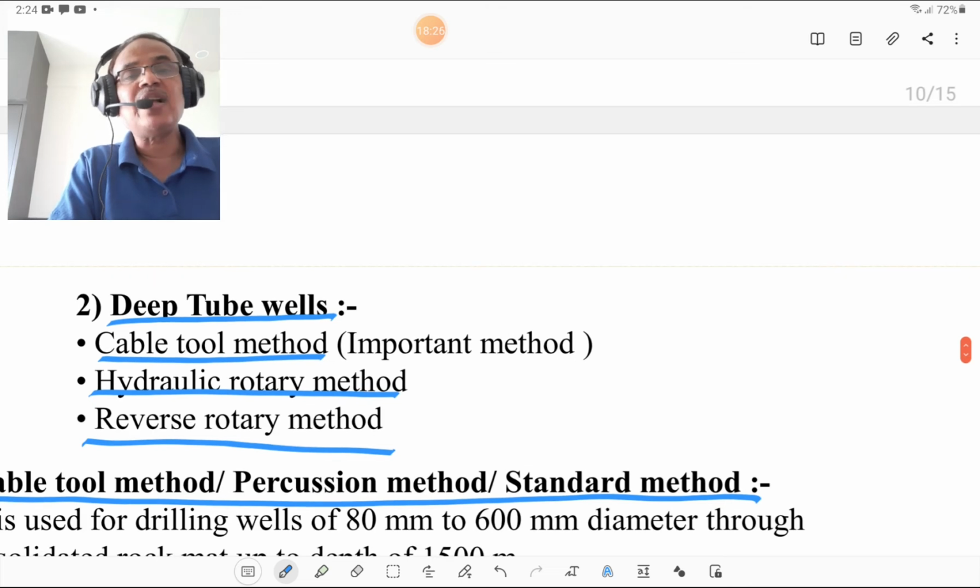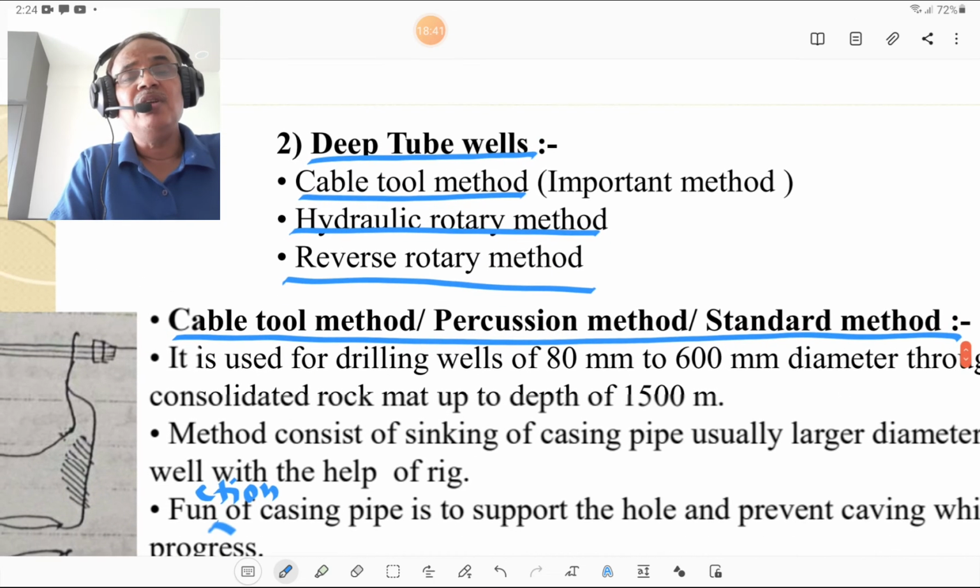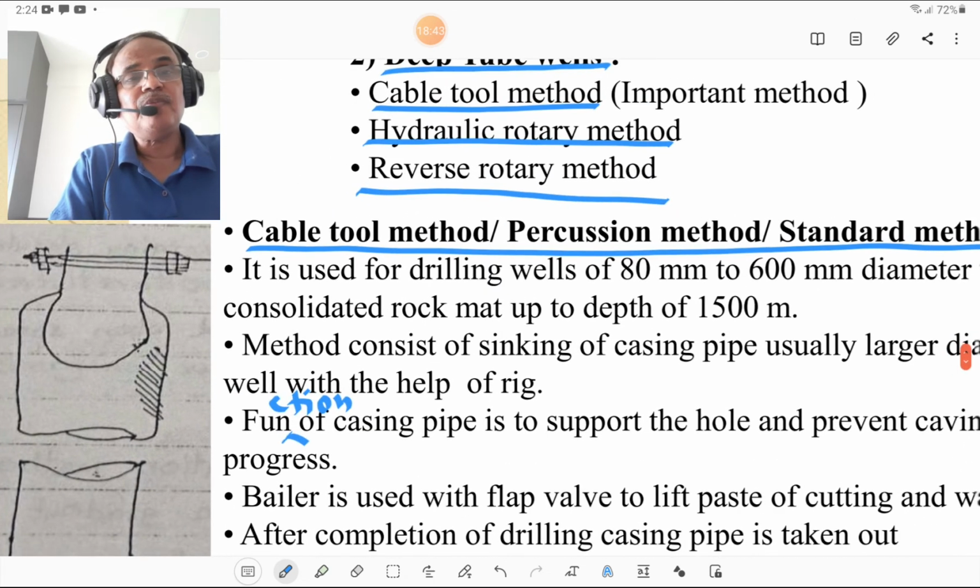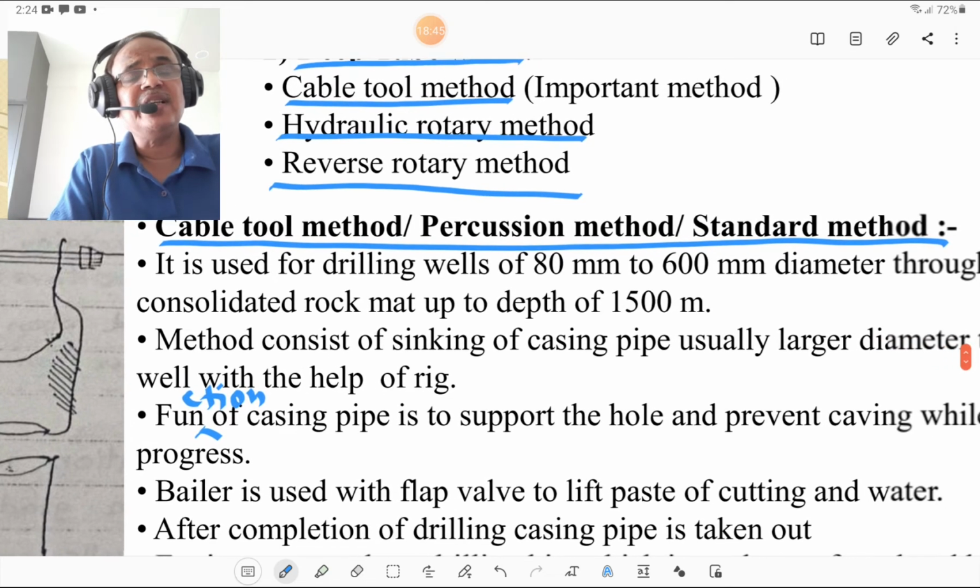Then the second type is the deep tube wells. The cable tool method is used. This is the important method, the cable tool method, and it is asked in the examination. Second is the hydraulic rotary method for construction of deep tube wells, and third is the reverse rotary method. We will discuss this cable tool method. It is termed the percussion method also, or it is the standard method to drill deep bore wells.